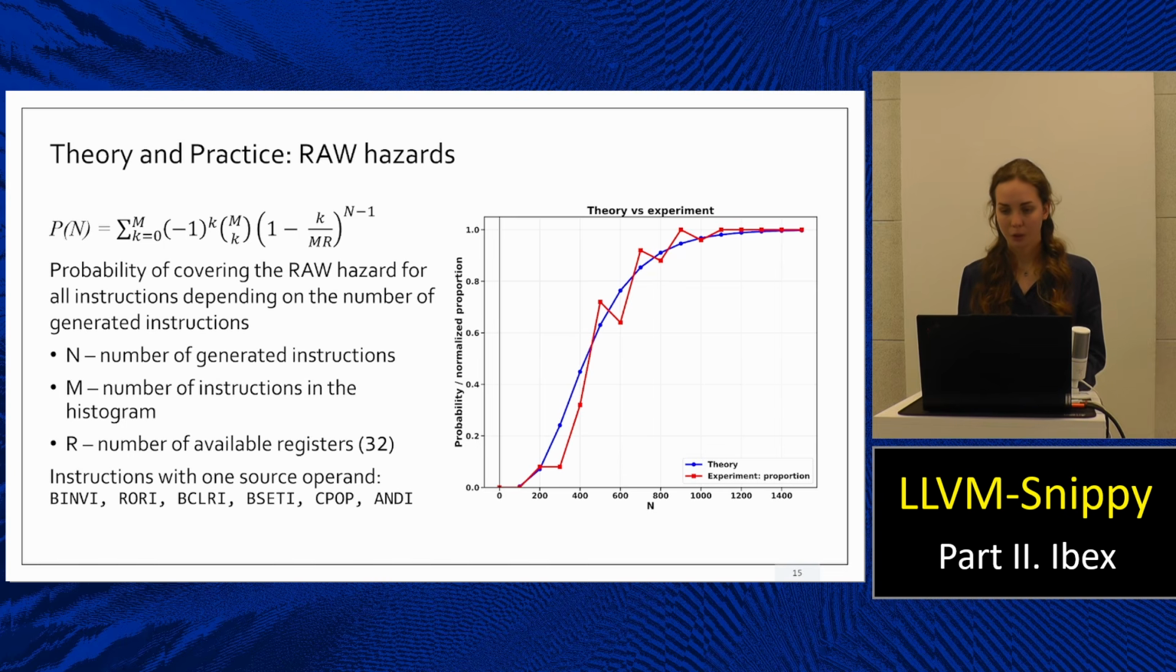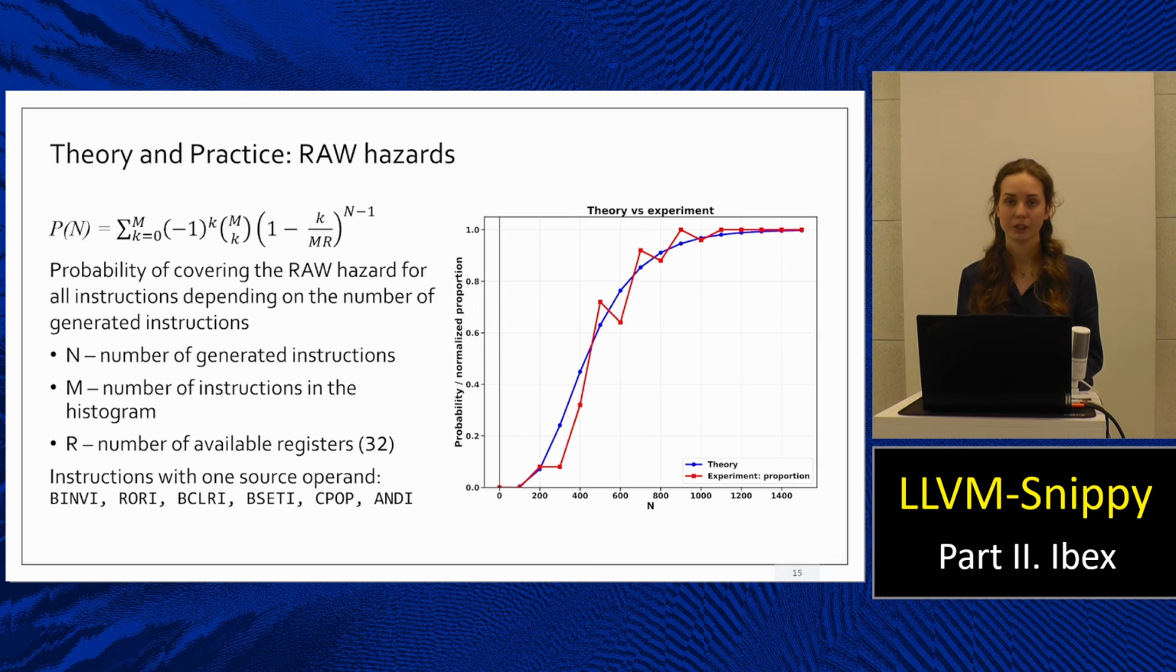In the formula on the slide, n is the number of generated instructions, m is the number of instructions in the histogram, and r is the number of available registers. The intuition is simple. More instructions increase the chance of dependencies, while more operands and more registers make it harder to hit all combinations by chance.